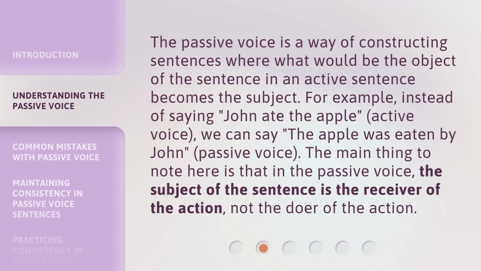The passive voice is a way of constructing sentences where what would be the object of the sentence in an active sentence becomes the subject. For example, instead of saying, "John ate the apple," active voice, we can say, "The apple was eaten by John," passive voice. The main thing to note here is that in the passive voice, the subject of the sentence is the receiver of the action, not the doer of the action.